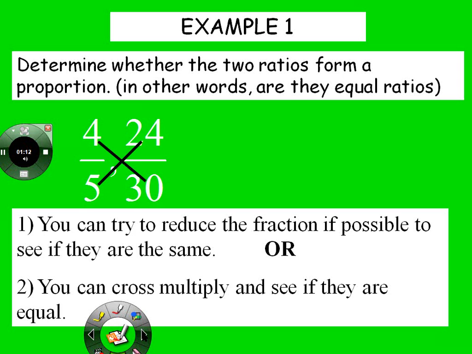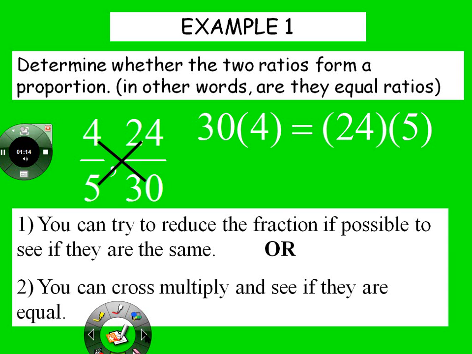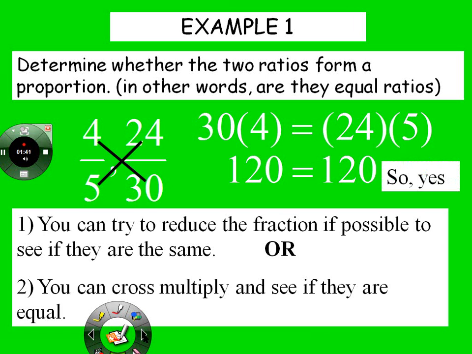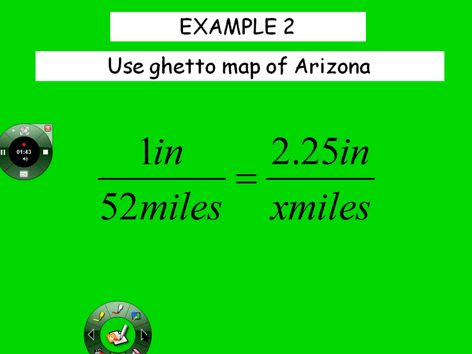So we cross multiply and we see that the left side is 120 and the right side is 120 as well. And so we would say these are actually the same fraction. 4/5 is the same thing as 24 over 30. They have 6's in common, so you can take four 6's out of the top 24, and five 6's out of the bottom. So definitely the same.